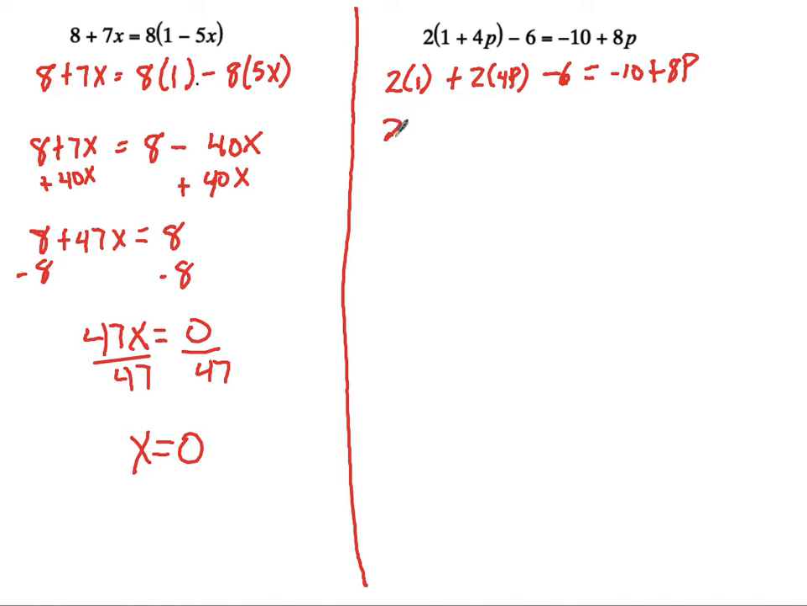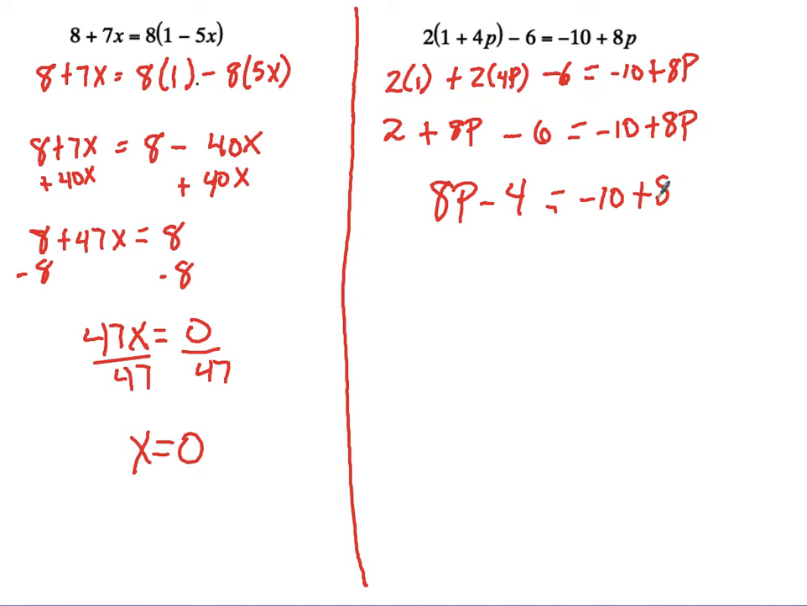So that would be 2 plus 8p minus 6 equals negative 10 plus 8p. So now we have a positive 2 and a minus 6. That would be minus 4. So 8p minus 4 equals negative 10 plus 8p.